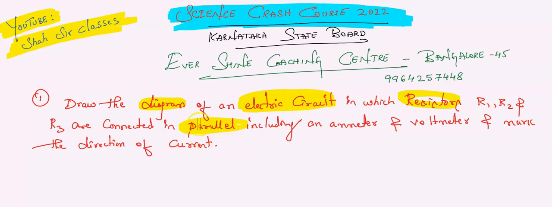Is this clear? Now we have already done the way we draw the circuit diagram when the resistors are connected in parallel, including, please make a note of this point, including ammeter. Anyhow in the circuit diagram it's there, but still he is highlighting it so that you should not miss this point. Ammeter and voltmeter, and mark the direction of current. And also you have to mark the direction of current, the flow of current. I hope you can do this question, right? Yes. Now let me go to the next question.